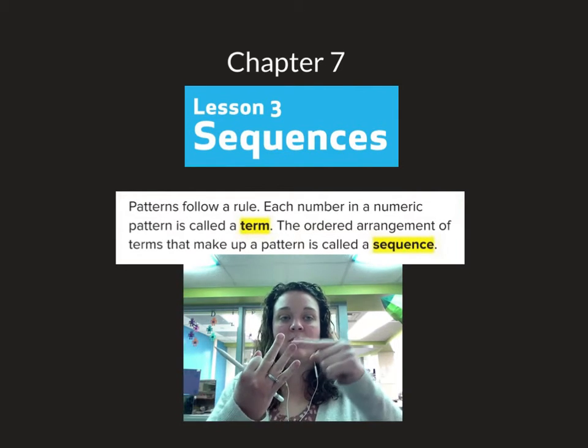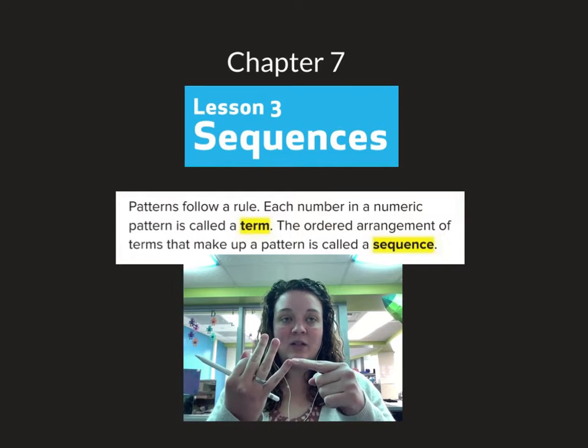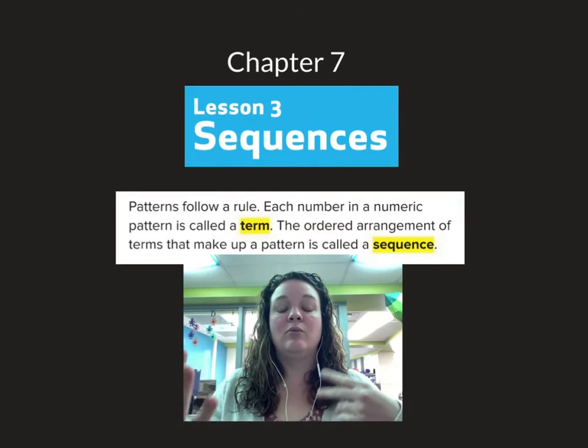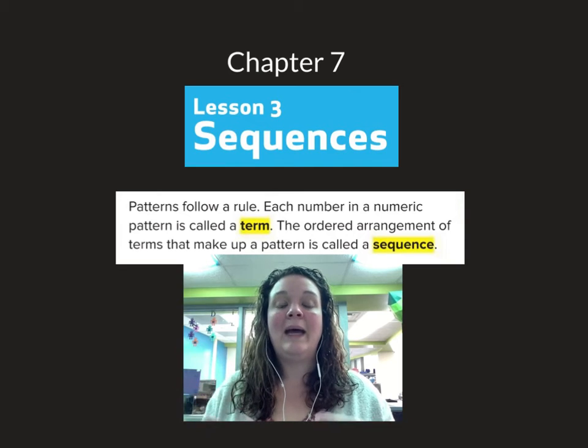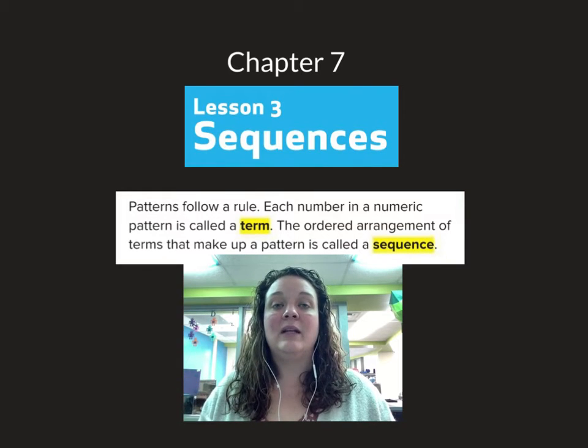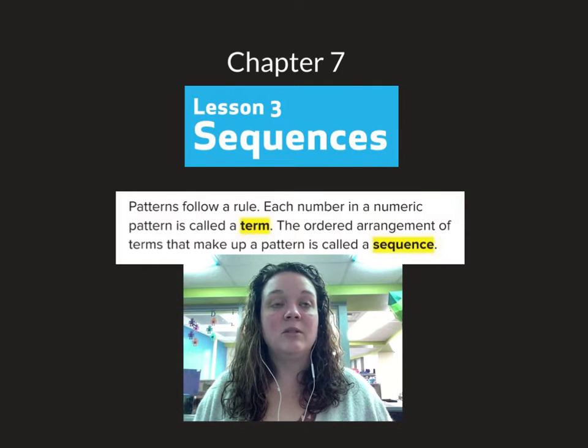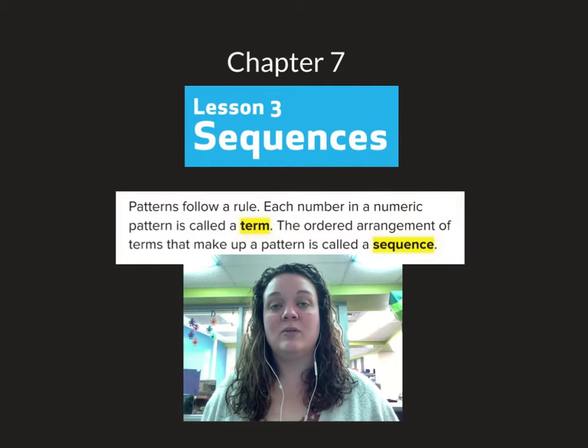1 is a term, 3 is a term, 5 is a term, and then they have a rule or a pattern, and that would be adding 2 each time. So you got a lot of vocabulary words here. So let's unpack them as we go through some examples.